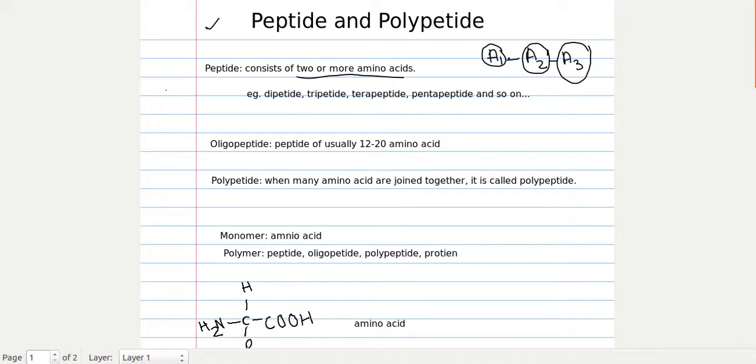If two amino acids are there, it will be called a dipeptide. If three amino acids, then tripeptide. Then four amino acids, tetrapeptide. Then five amino acids, pentapeptide, and so on.